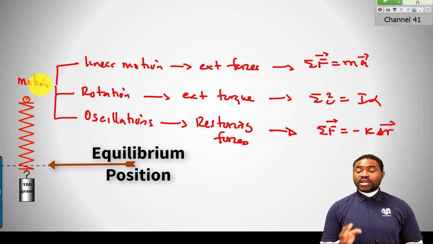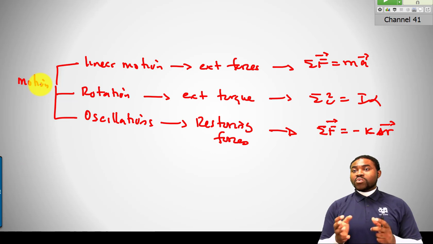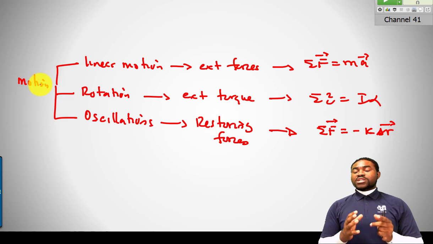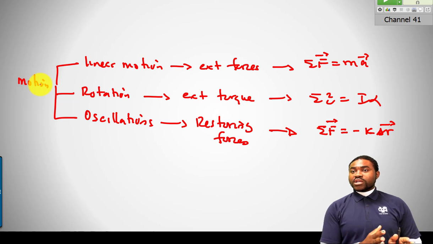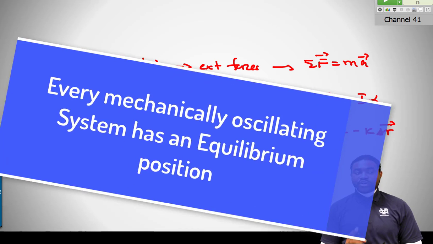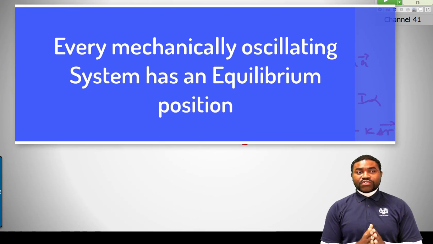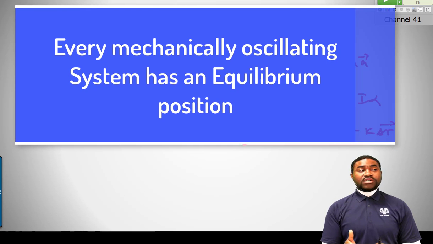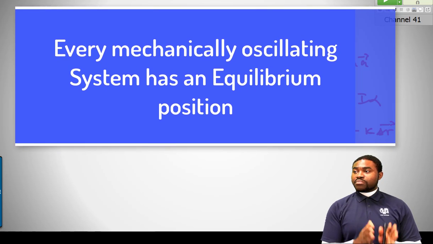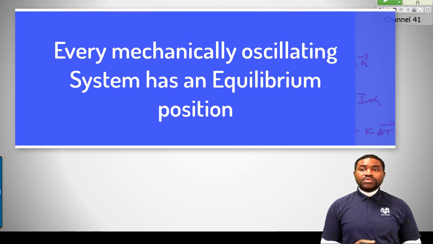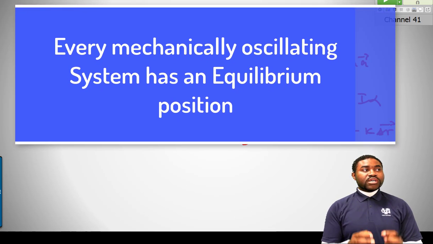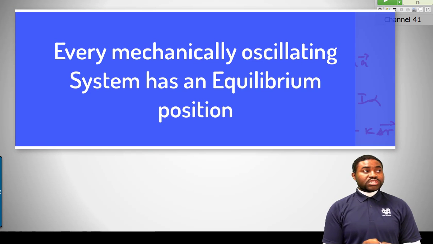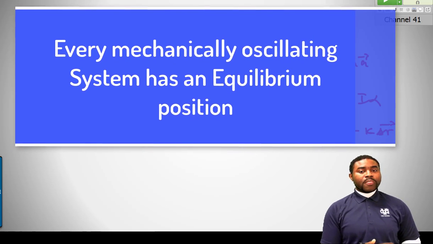Naturally, every system wants to be in equilibrium. Now, for oscillating systems, they do what? Oscillate about an equilibrium position. So the very first important point I need for you to take down is that every mechanically oscillating system possesses an equilibrium position.